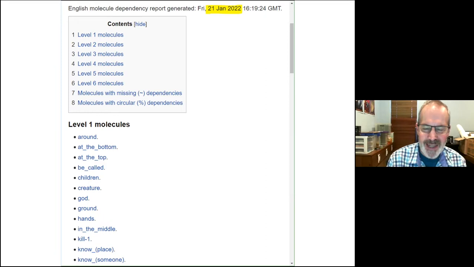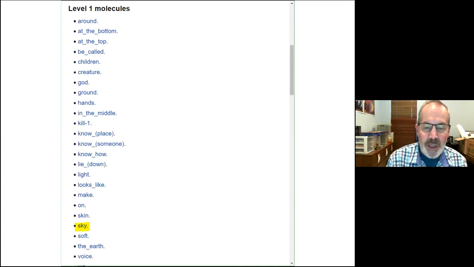Molecules are organized by level, meaning the length of the dependency chains. Level one molecules have explications that only use NSM primes. For example, hands, sky, and all the others you see here have explications that consist only of NSM primes.